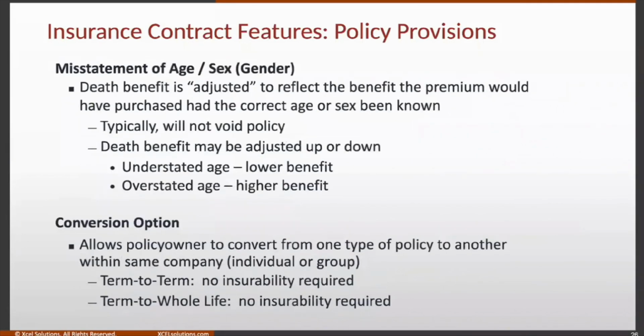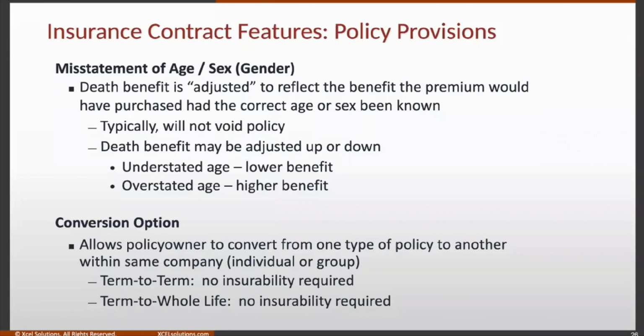Misstatement of age or misstatement of sex or gender of an individual is always contestable by the insurance company, no matter when they find out about it. So the misstatement of age or sex, gender provision of any life insurance policy gives the right to the insurance company to adjust the death benefit to reflect the benefit the premium paid into the contract would have purchased had the correct age been listed on the application or the correct sex or gender of the individual been listed on the application at the time they were applying for the policy.